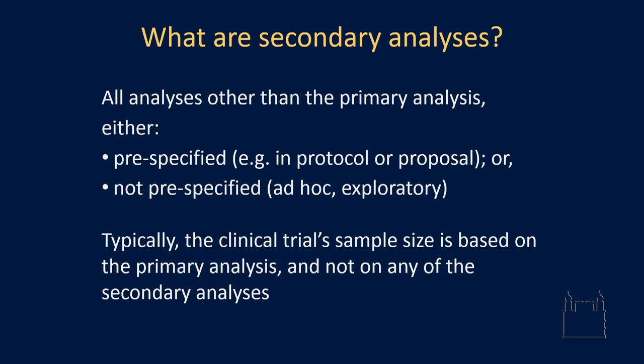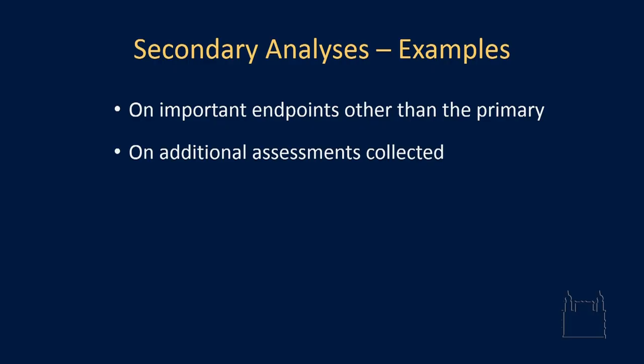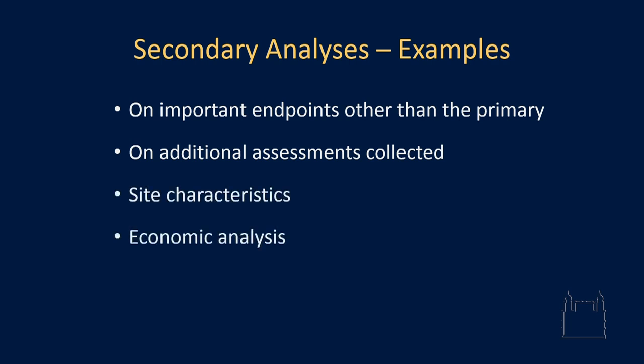The secondary analyses are done on important endpoints other than the primary. Remember, subgroup analyses are done on the same endpoint, the primary endpoint, but for subgroups. Secondary analyses are mostly done for just different endpoints. They could be, for example, on additional assessments collected, or site characteristics, or economic analysis, or genetics. All these are secondary analyses.